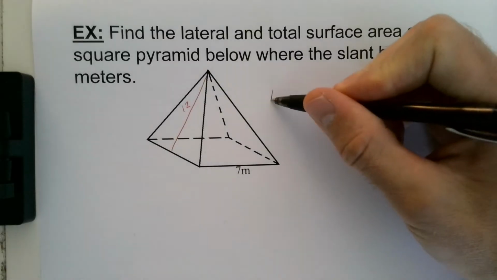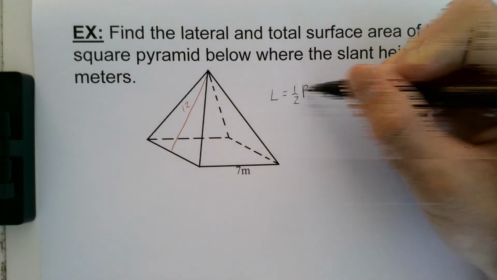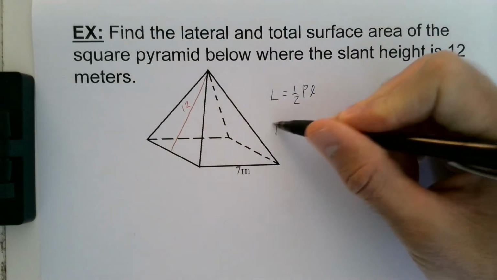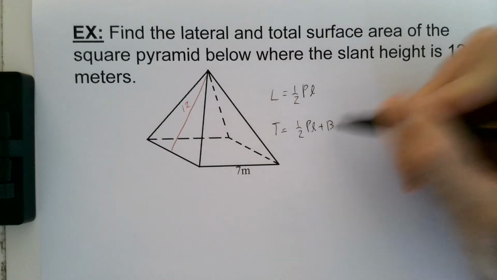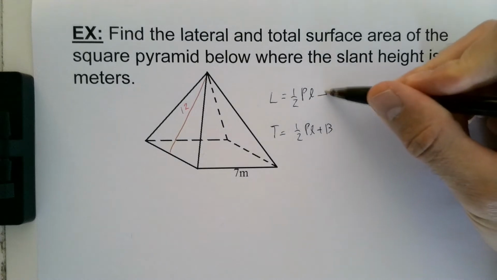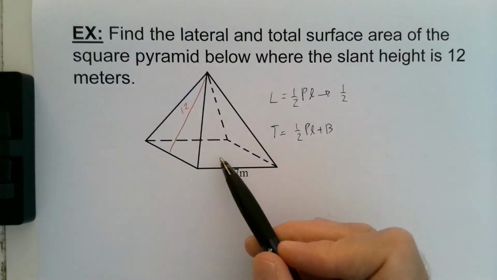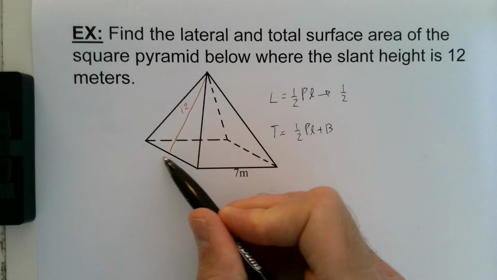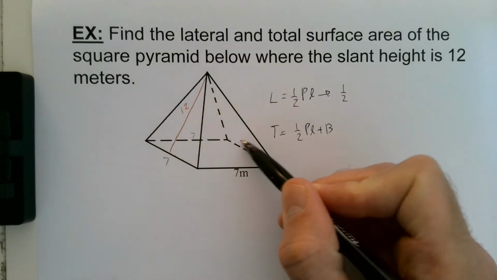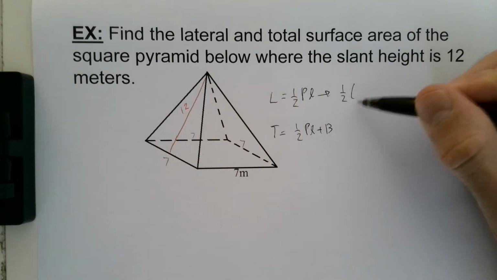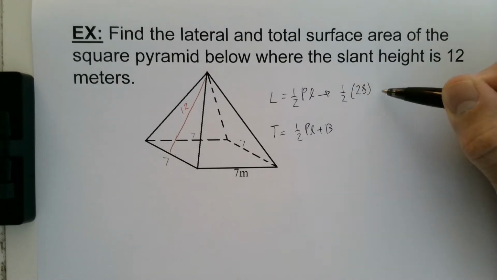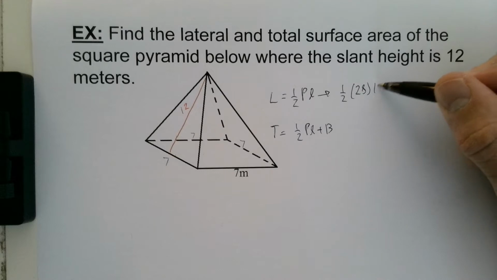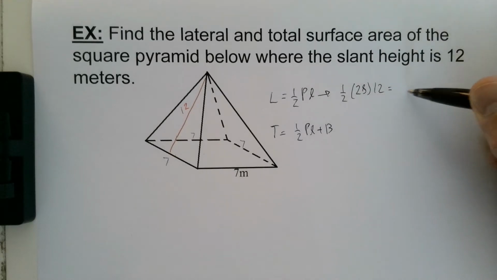Remember our formulas: lateral is 1/2 perimeter times slant height. Total is going to be that thing plus the area of our base. So if this is a square pyramid, each side is 7. So our perimeter would be 28 because there's 4 7s. And then that slant height they told us is 12. So this just becomes 14 times 12.